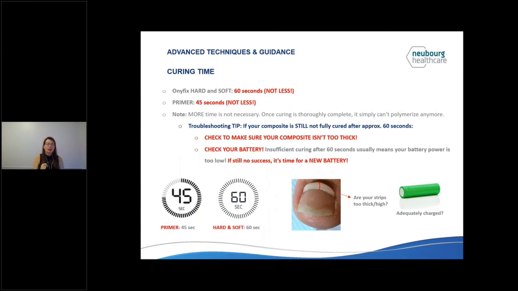One thing I will tell you, and listen to what I'm saying: if you're finding that your composites aren't curing well or thoroughly after about 60 seconds, plug your Onyfix light with your cable into your USB port and do a little troubleshooting test on your own or on a client, whatever. Put a glob of Onyfix on, cure it for 60 seconds, and while it's plugged in, if it then cures thoroughly, but it doesn't cure thoroughly when it's not plugged in, then you know that that's your issue.